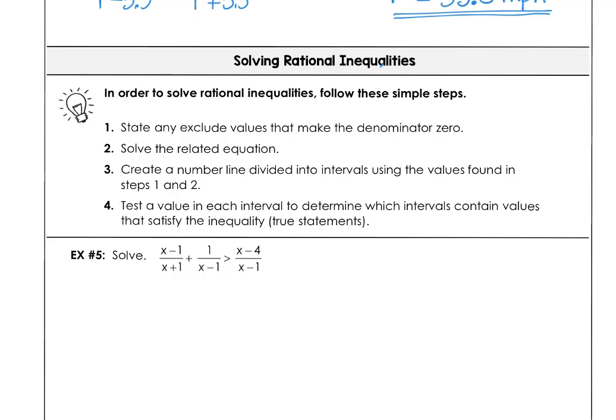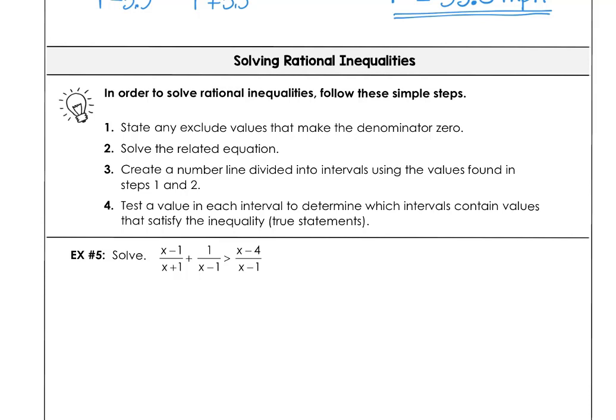Next, let's look at solving inequalities. When we solve an inequality, we want to state any excluded values that make the denominator 0. We want to solve the related equation, and then we're going to create a number line using the domain restrictions and the solutions of the equation, and then we're going to test some values in each interval to decide where the intervals are true and where they are false. So let's get into that.